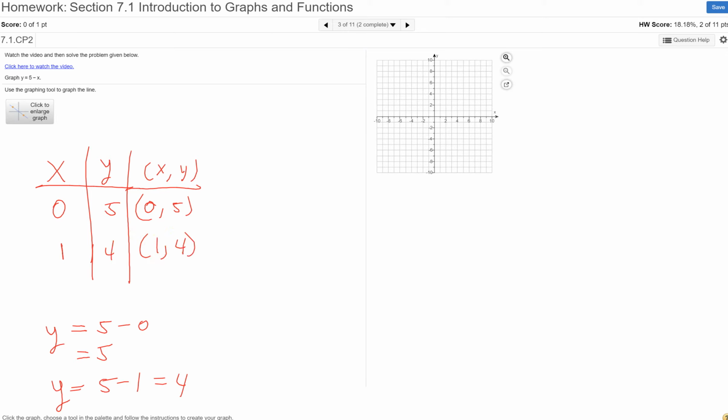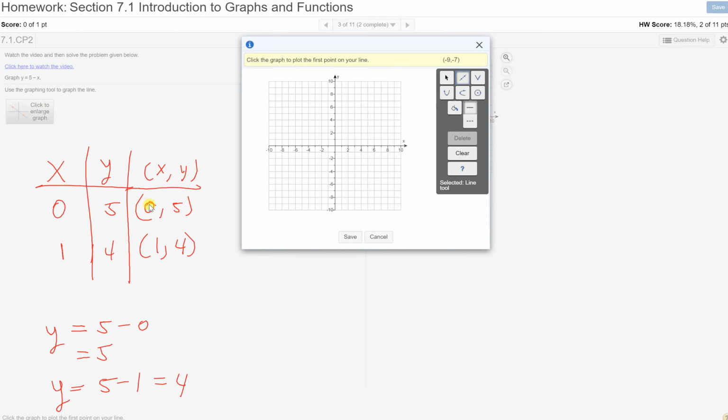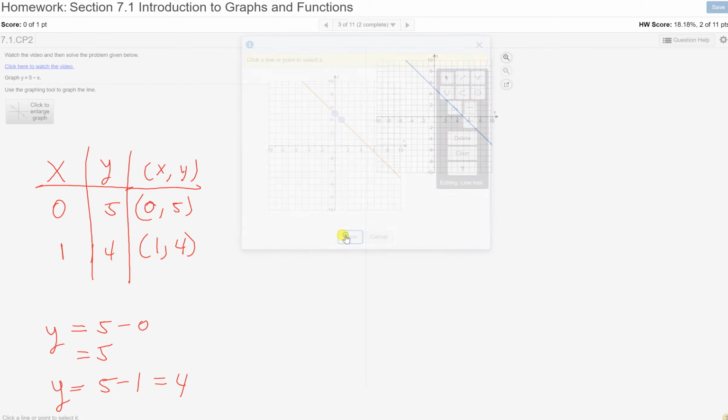So let's go ahead and plot those points. This is pretty simple, guys, right? It's pretty cool. I'm going to click here. The first one is 0, 5. So up here. And then the next one is 1, 4. 1, 4 is right there. Boom. That's it.